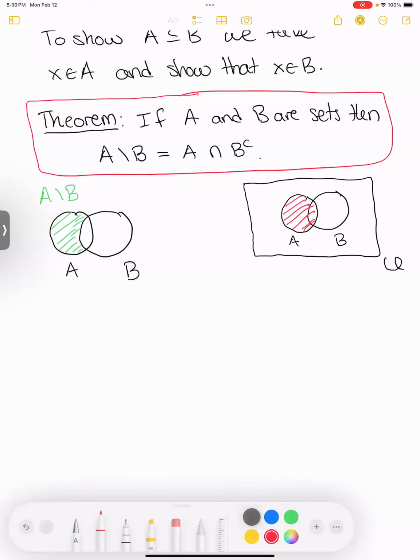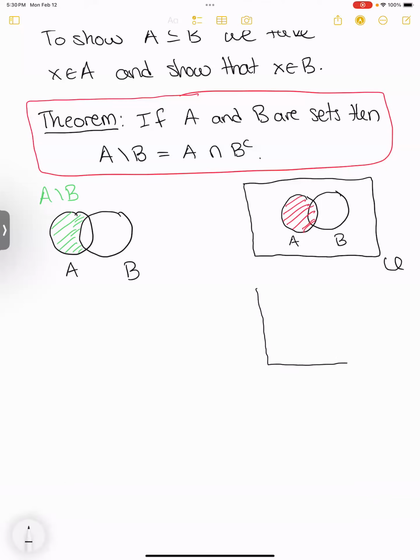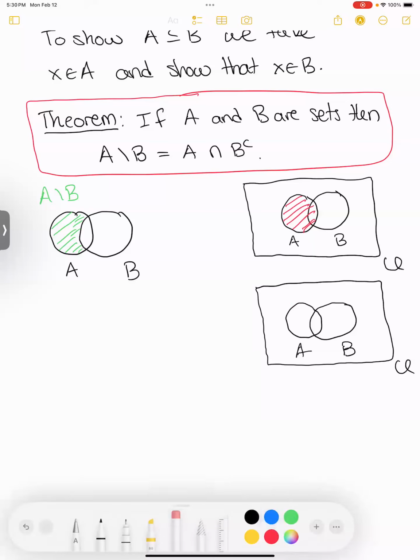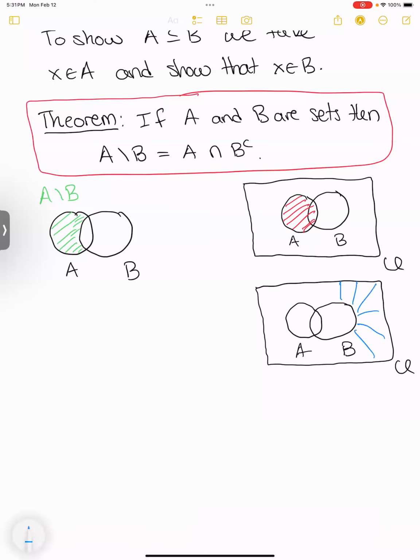Okay, now I'm supposed to intersect that with B complement, right? So in the second picture, I just want to draw B complement. Again, I want to draw it in such a way that A is also present. So here's A and B, then B complement is of course everything outside of B. So that is all this stuff outside here, but also all the stuff inside of A, right?